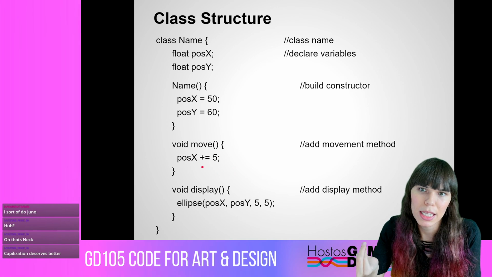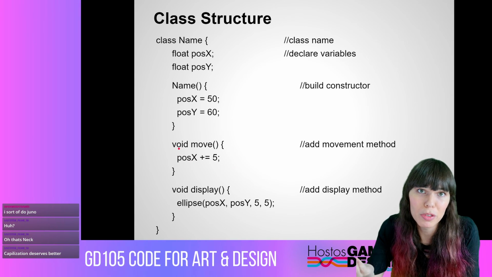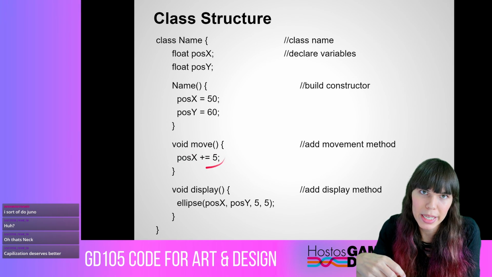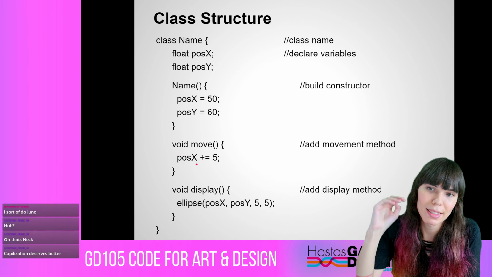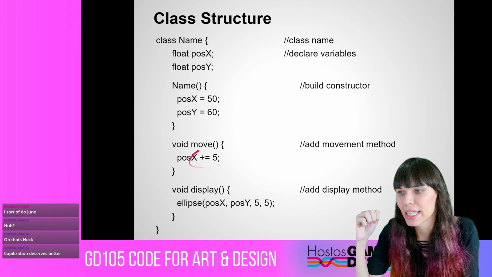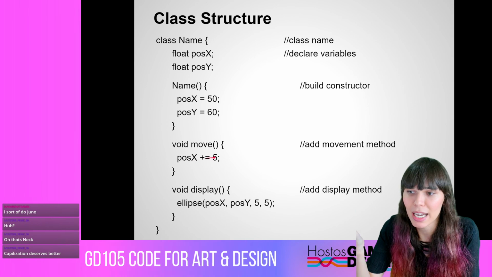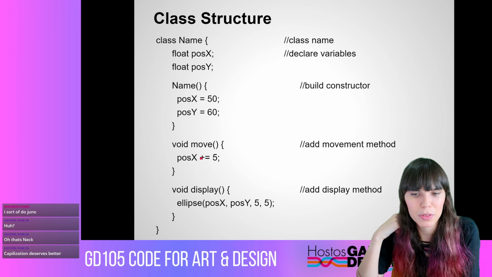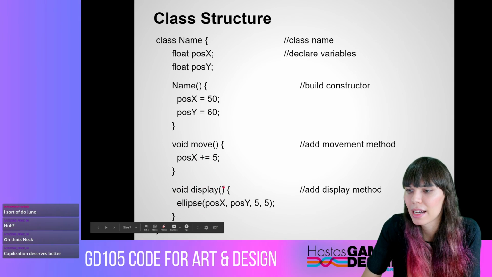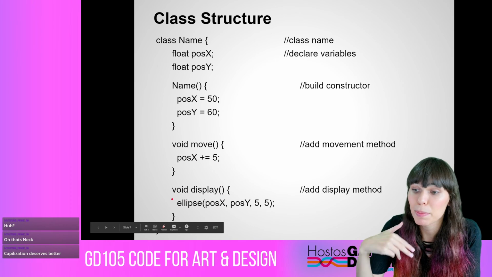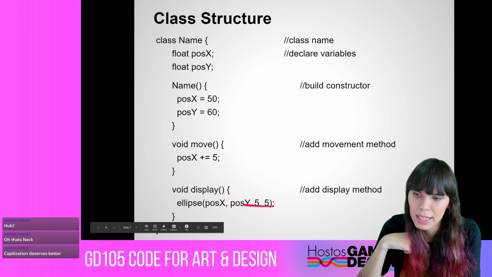So maybe with this class, we might want it to have a move function or method. We put in the code that we want to associate with that thing happening. In this case, it's moving the pose X by 5, so making it 5 more than it was before. We might also have a display method where we do the actual code that displays the ellipse in this case.